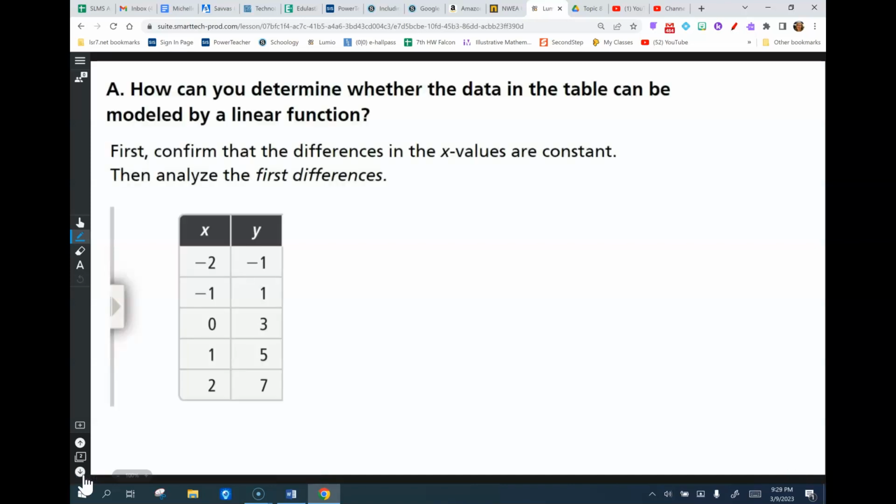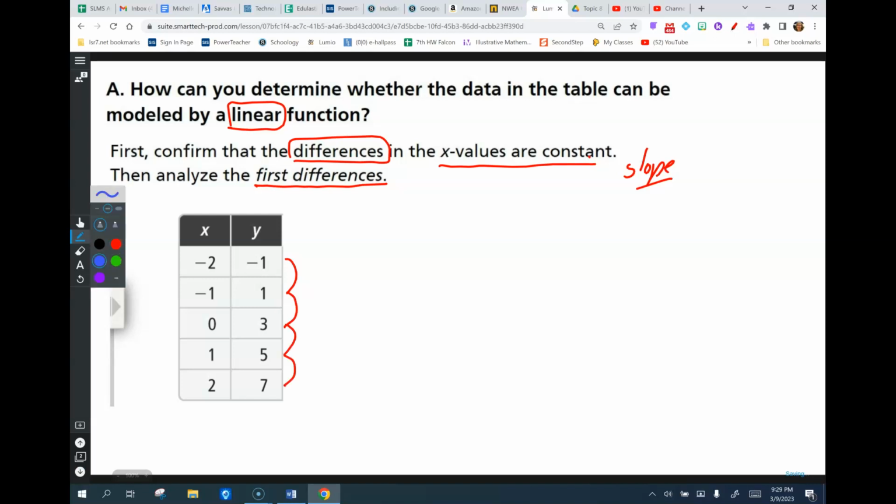So what we're going to do is look at tables for each of these, and we have to determine whether the data in the table can be modeled by a linear function. To be a linear function, we have to find that the differences in the x values are constant, and then we look at the first instances of the y. Remember when we find slope, this is pretty much what this is. The only difference with slope is that we have to make all the x values go up by the same amount or go down by the same amount. And then we look to see what the y value does. That's all we're doing.